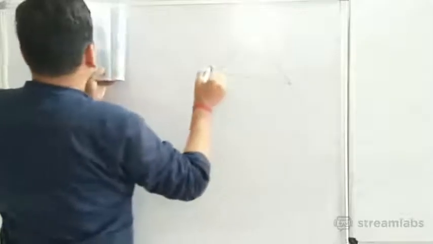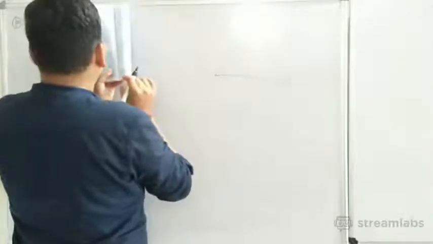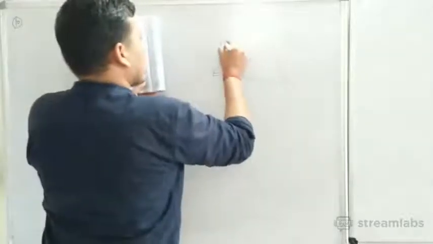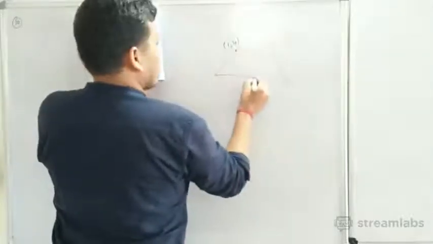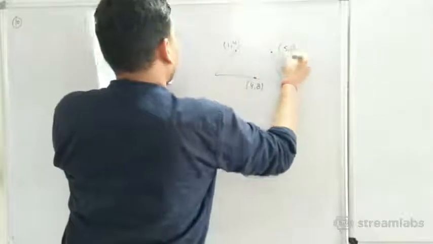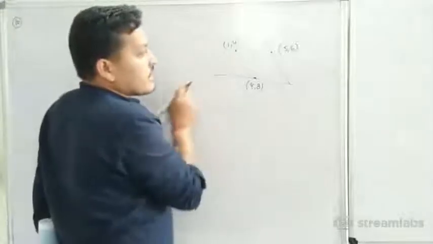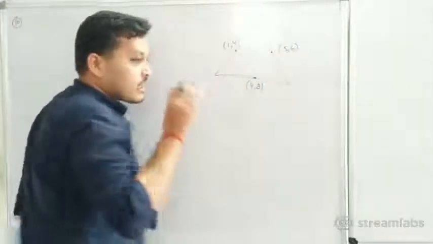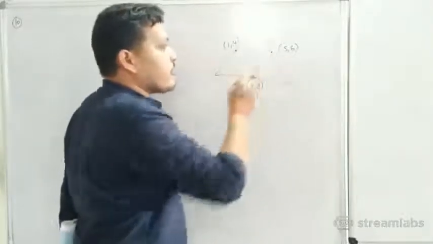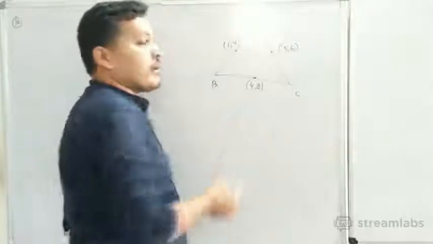Question number 10. The midpoints of the sides of a triangle are: first one is (1, 4), second one is (4, 8), and third is (5, 6). Find the coordinates of the vertices of the triangle. Here the midpoints of the three sides of the triangle are given, and the question is to calculate the coordinates of the vertices of the triangle.